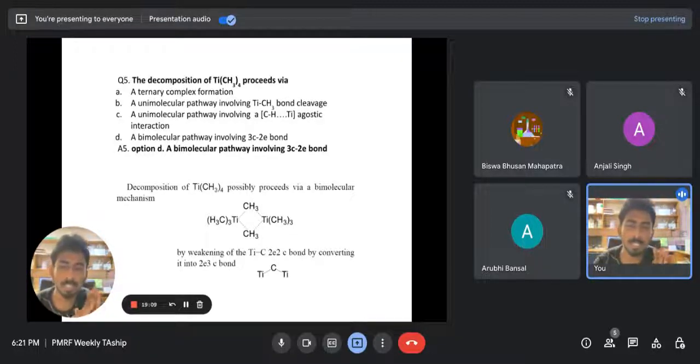Four options are given. The first one is the ternary complex formation. Second option is a unimolecular pathway involving Ti-CH3 bond cleavage. Third option is a unimolecular pathway involving a C-H titanium agostic interaction. I have discussed agostic interaction in the previous slide. You can also Google about it. And the last option is a bimolecular pathway involving a 3c-2e bond.